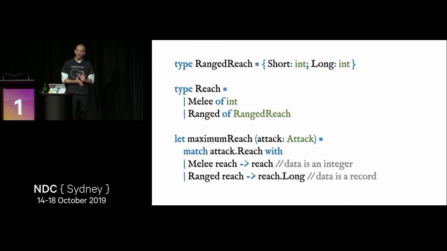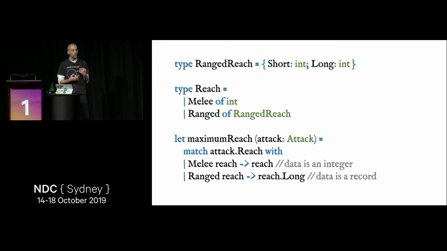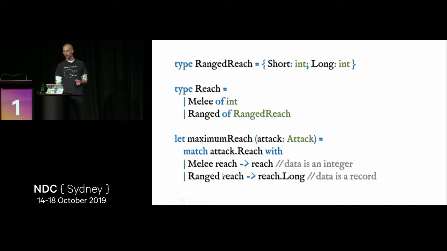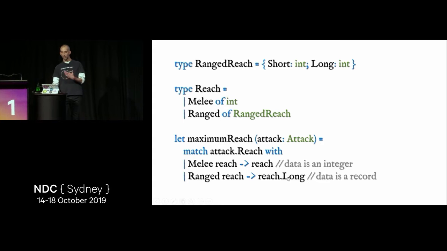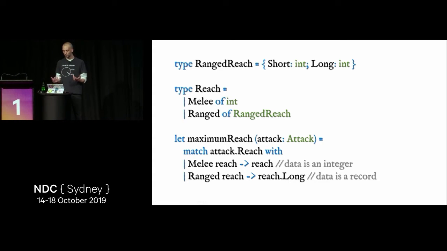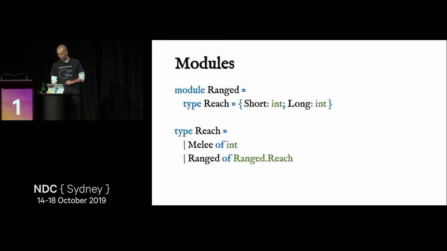So this is not very elegant. I use the discriminated union, and I use the tuple in it. I don't really know which is the long range and which is the short range, so how about we use a record again? I'm going to say a ranged reach has two numbers, short range and long range, two ints. So now I'm doing turtles all the way down. I can now say Reach has a melee reach with one number or a range reach with two numbers, and now I can call the property on the record so that it's much more explicit. I don't need to know where it is in the tuple, so it clarifies how the code is written. Good, so I'm going to skip that.